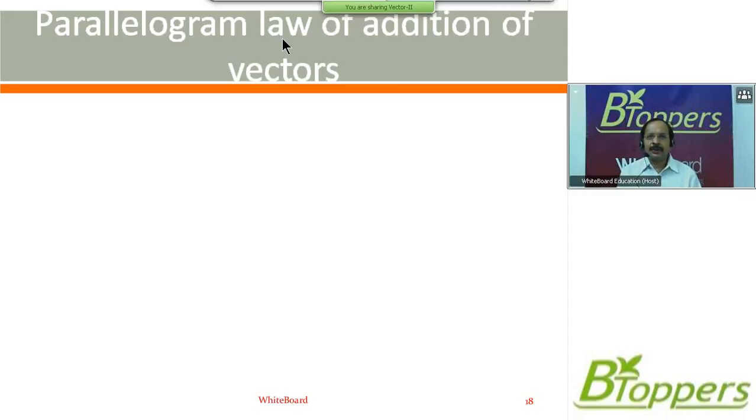To find the resultant of two vectors by using the triangle law of addition of vectors, the two vectors are represented graphically by the two sides of a triangle, such that the head of one vector is attached to the tail of the other vector.